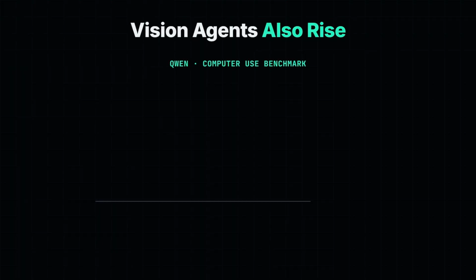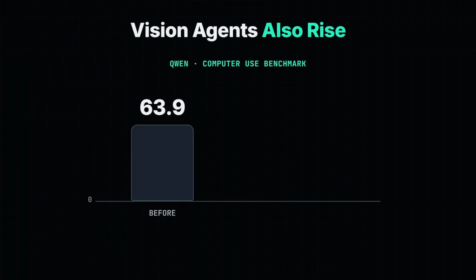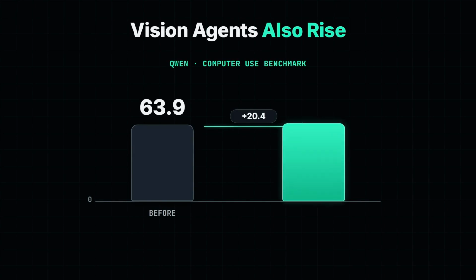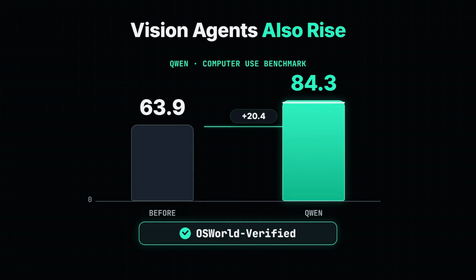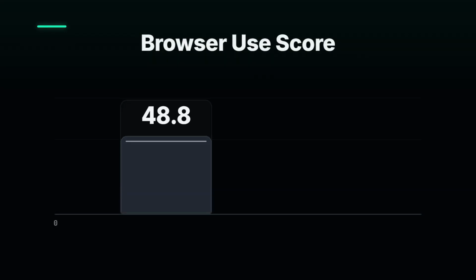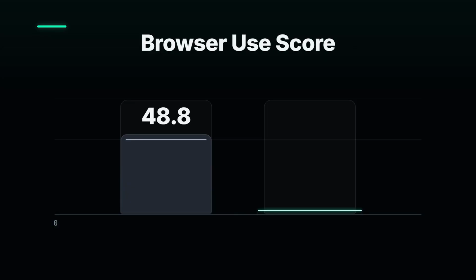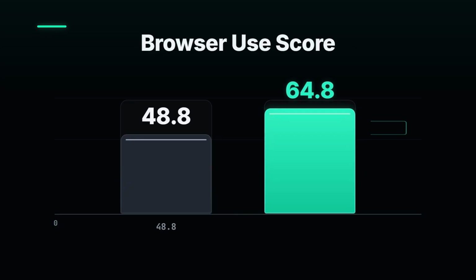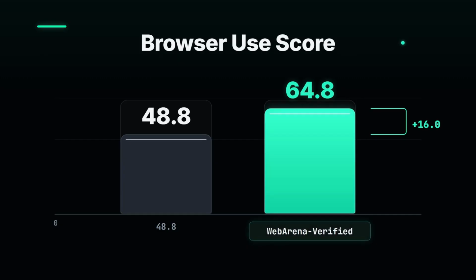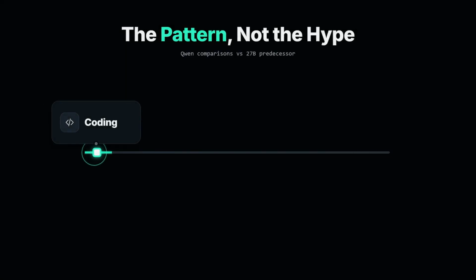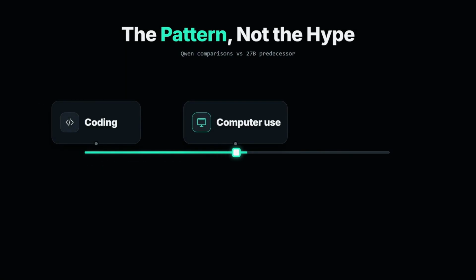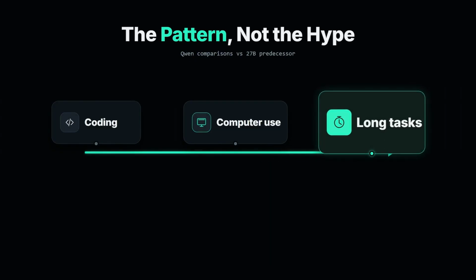For OS World verified computer use, Qwen reports 84.3 versus 63.9. That 20.4 gain supports testing visual computer tasks. For WebArena verified browser use, Qwen reports 64.8 versus 48.8. That 16-point gain supports browser agent trials. Across Qwen's table, every listed comparison beats its 27B predecessor. The practical signal spans coding, computer use, and long tasks.